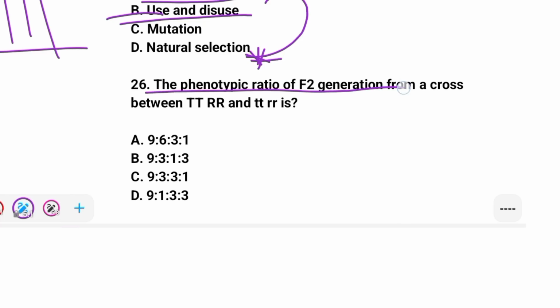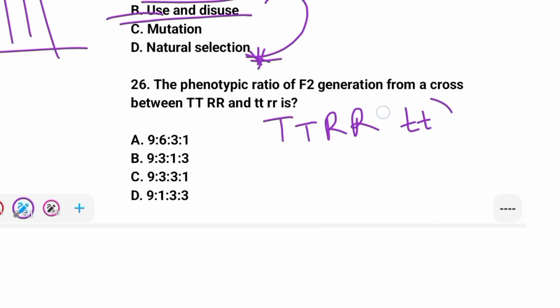The phenotypic ratio of F2 generation from a cross between TTRR and ttrr is dash. So in this case here, capital T stands for tall, and capital R stands for round. Small t stands for short, which is recessive, as you can see, small letter t. These two are dominant, that's why they're capital letters. Then small r stands for wrinkled.